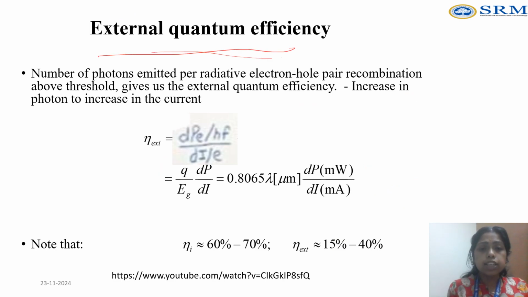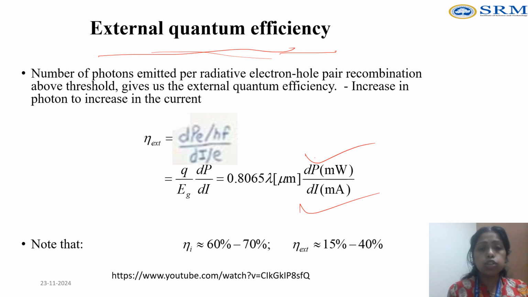Now come to the external quantum efficiency. In the device there is the internal quantum efficiency and the external quantum efficiency. The internal quantum efficiency is totally related to the internal workings of the device. The external quantum efficiency is how many photons are coming out from the device due to the injection of current inside the device. Whenever the external quantum efficiency formula appears, it will be in terms of power and current I. The internal quantum efficiency will be in terms of photons and electrons.